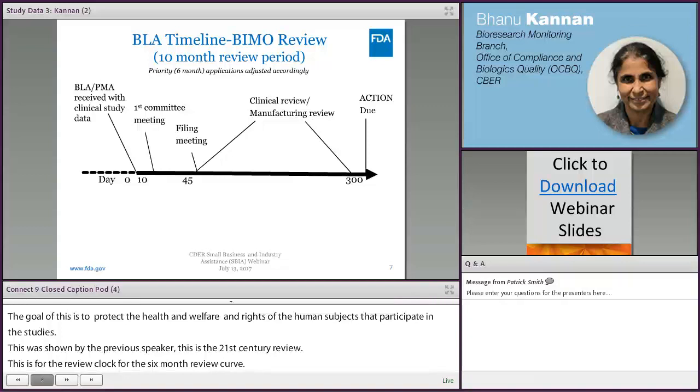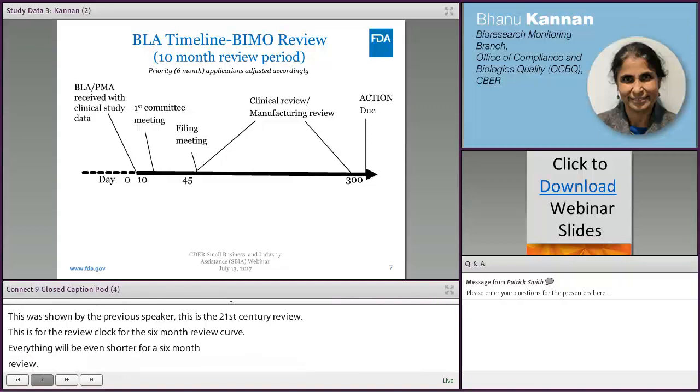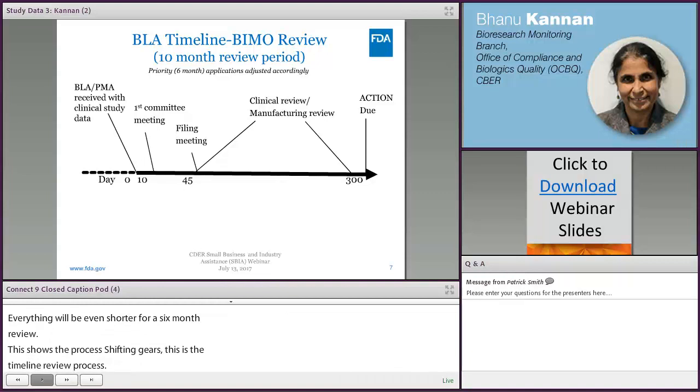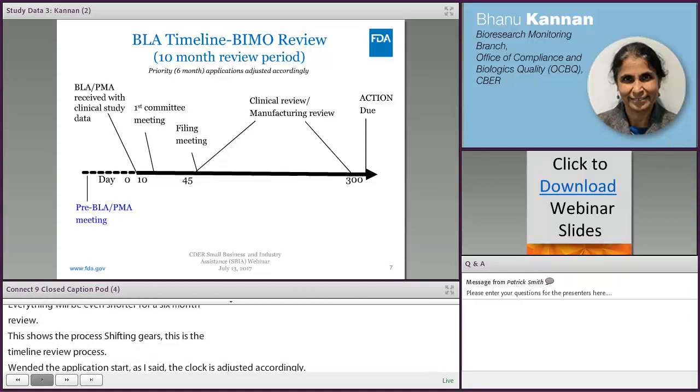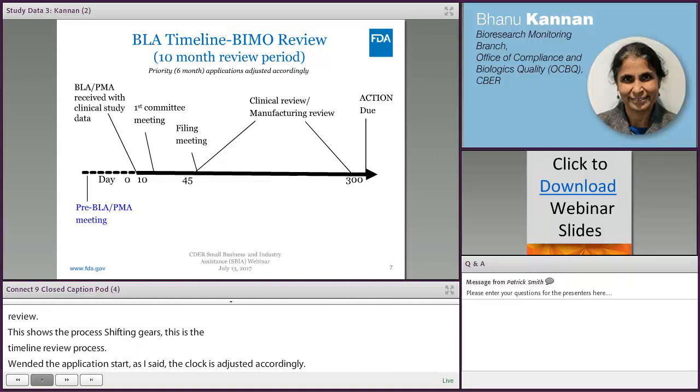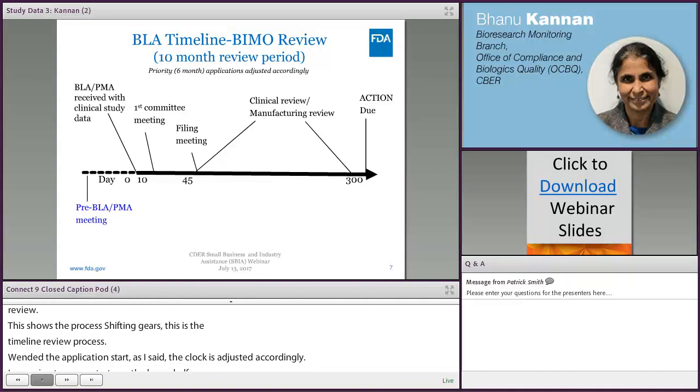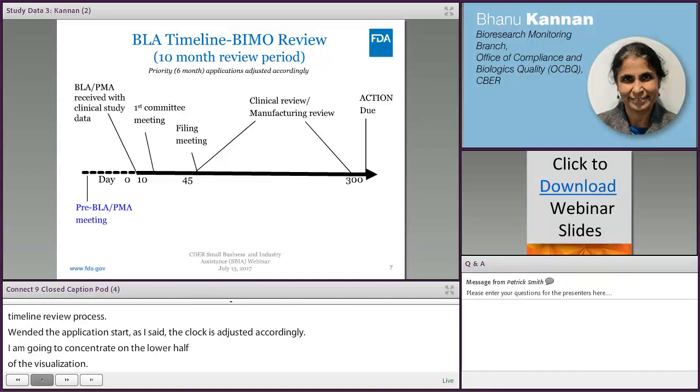So shifting gears, this is our BIMO review process. Where do we stand when the biologic licensing application comes to CDER, our door? And as I said, the 6-month clock is adjusted accordingly. I'm going to concentrate on the lower half of the cartoon, or the visualization of this particular slide. So first, we participate in the pre-BLA meeting along with the other review committee members.